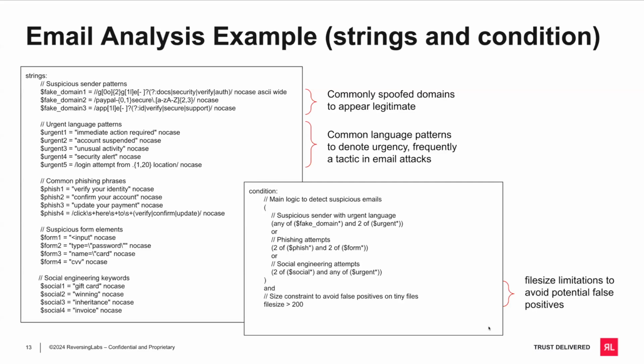And of course, all the rest of these are mostly keywords. The very bottom, social engineering, gift card, winning, inheritance. It could be a Nigerian prince offering you a large sum of money. There's a lot of examples here. Obviously, I can't include all of them in a YARA rule, but this gives you an idea of the flexibility that you can have with combining any combination of these patterns or these strings or matches to give you an idea. Hey, is this something that will hit on my YARA rule?